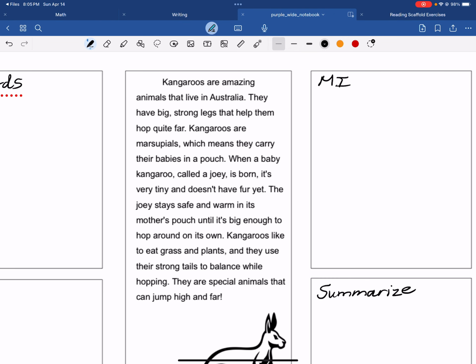Kangaroos are amazing animals that live in Australia. They have big, strong legs that help them hop quite far. Kangaroos are marsupials, which means they carry their babies in a pouch. When a baby kangaroo, called a joey, is born, it's very tiny and doesn't have fur yet. The joey stays safe and warm in its mother's pouch until it's big enough to hop around on its own. Kangaroos like to eat grass and plants, and they use their strong tails to balance while hopping. They are special animals that can jump high and far.